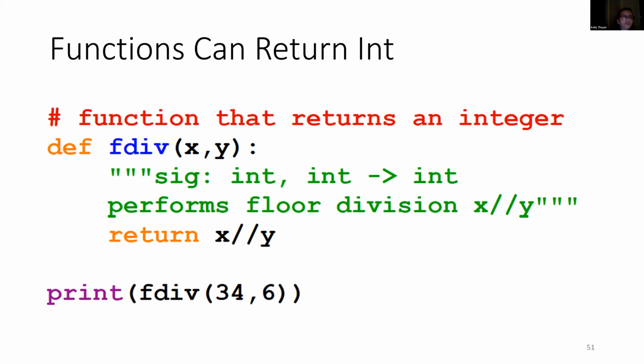Functions could also return an integer. Here we are going to have def of fdiv, for floor division. We have x and y again. Our signature differs here. We're going to have 2 integers, and it's going to return an integer. It's going to perform that floor division, and we see that it's going to do x floor division with y. And here we're going to do 34 and 6. And so we will then get back a value that is an integer, because floor division always returns an int.